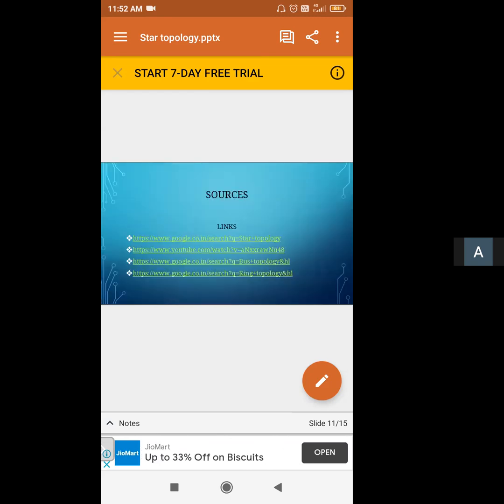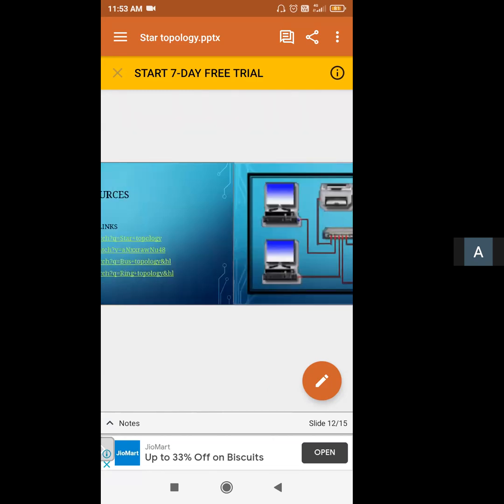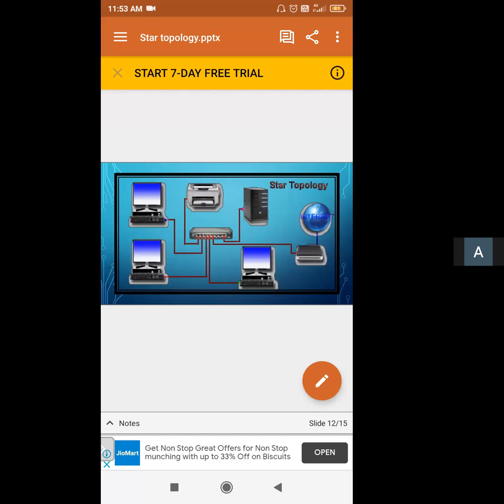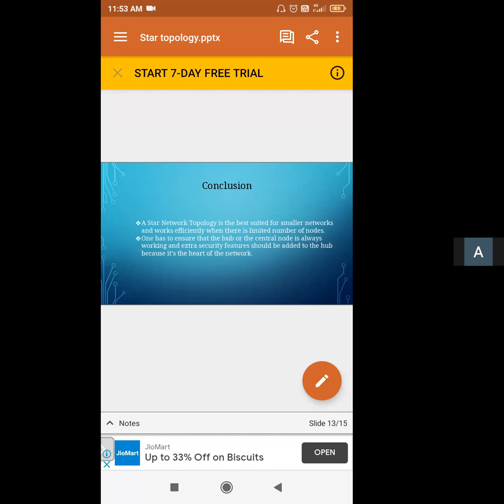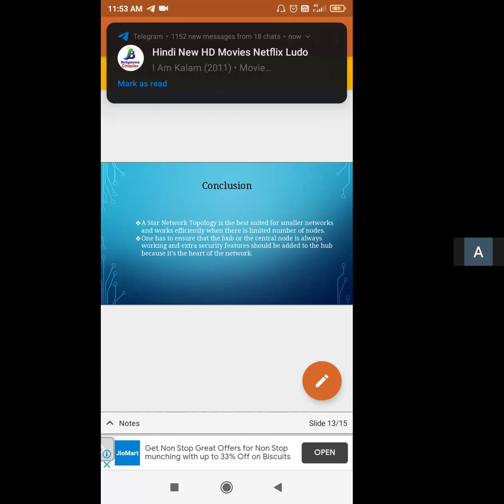I made this PPT with the help of these links and sources. A star topology is the best choice for a smaller network and works efficiently when there are a limited number of nodes. One has to ensure that the hub or the central node is always working. Extra security features should be added to the hub because of the network.